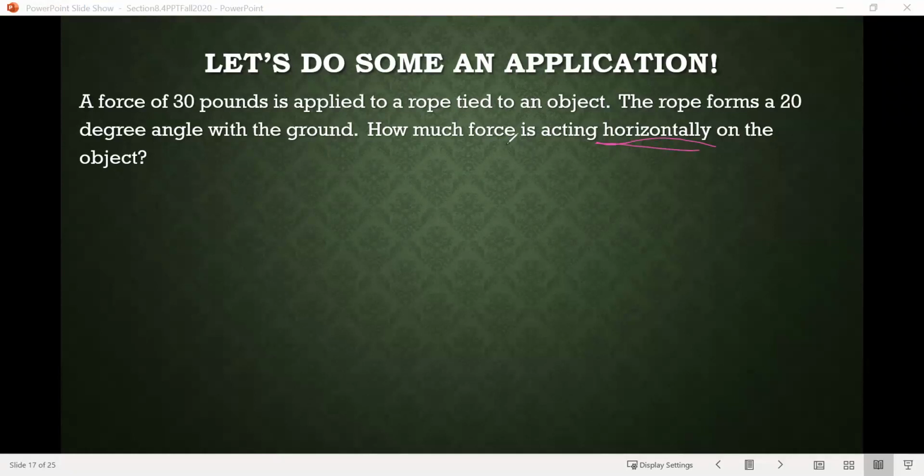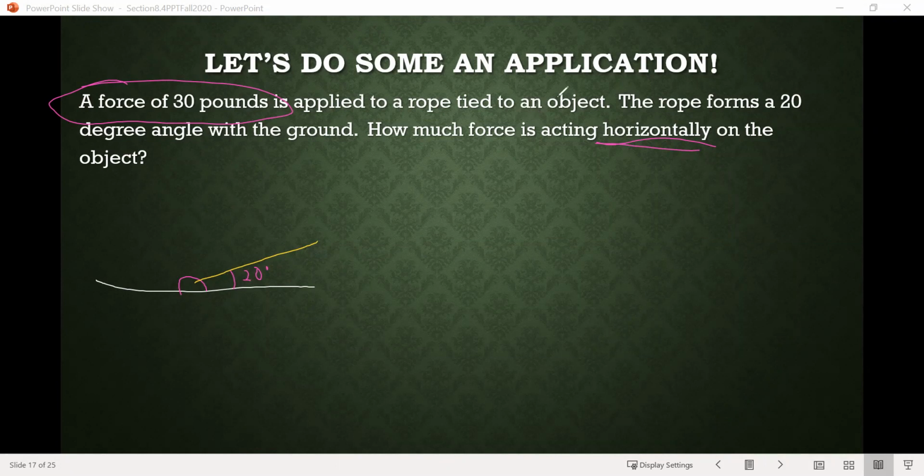Be another one of those great opportunities. Looks like, maybe let's just say it's that. Here's the rope coming up. And we know that this rope, we're told, is forming a 20-degree angle with the ground. And then there's a force of 30 pounds acting on it.